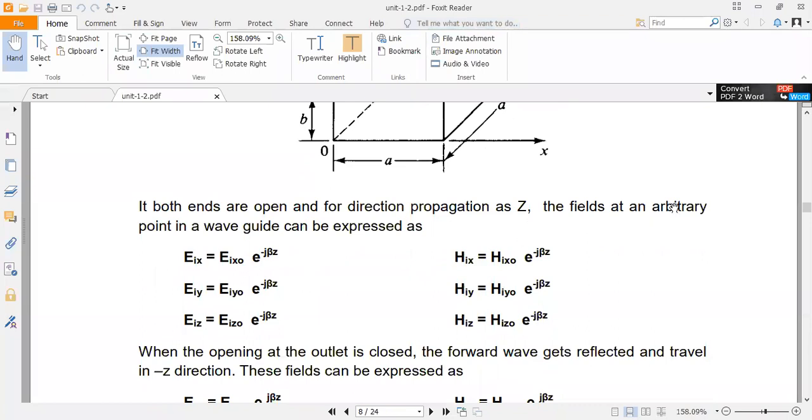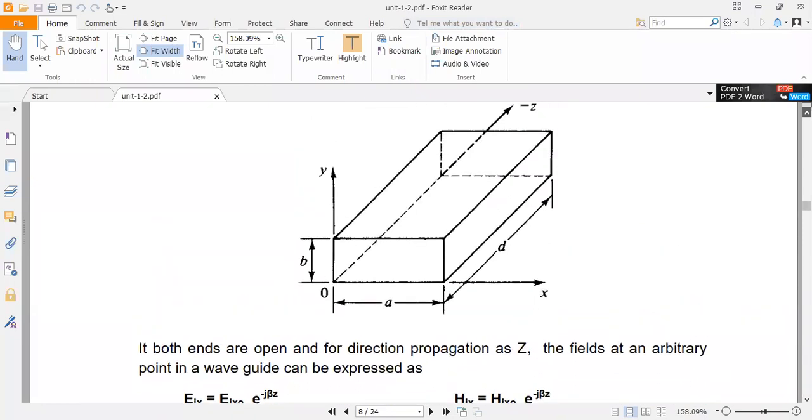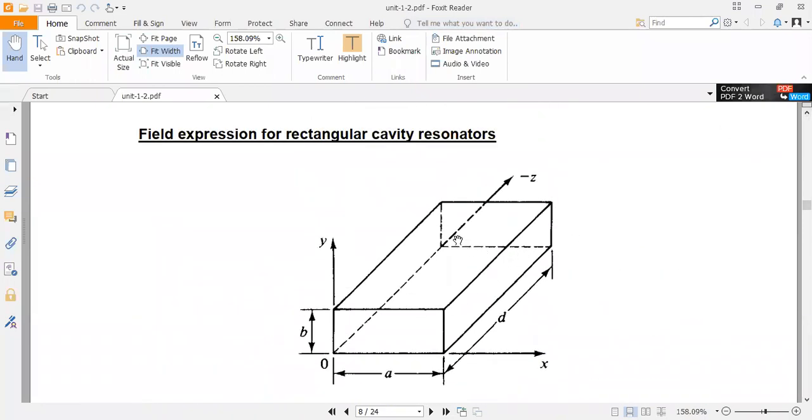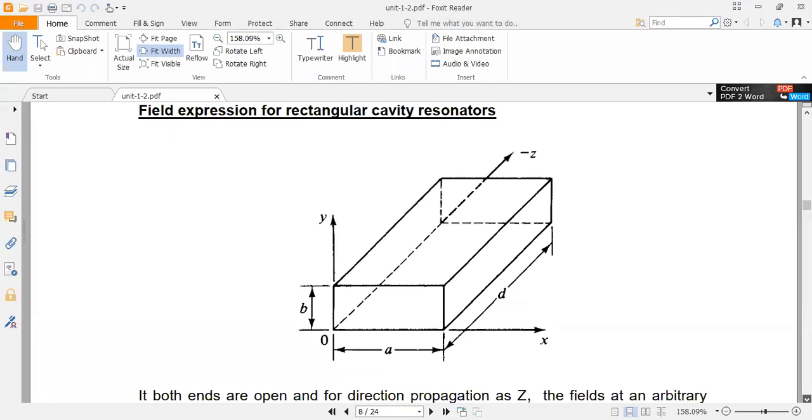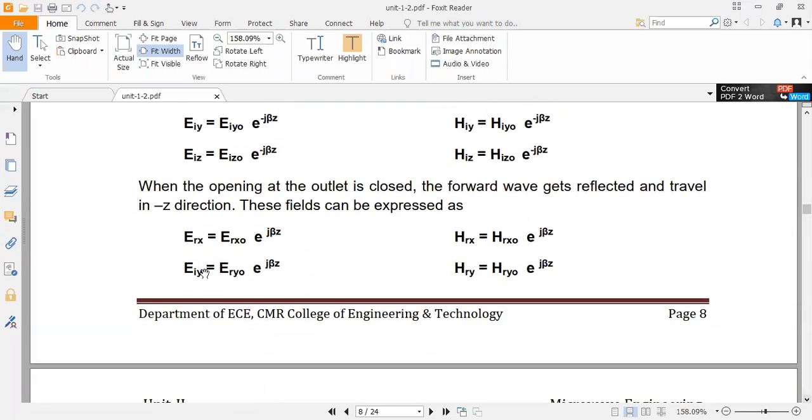Suddenly, in the waveguide, I've closed this end. When I closed this end, the wave gets reflected back. That's what we are trying to do here. When the opening at the outlet is closed, I place a conducting sheet there, so definitely you are going to get the reflected signal. Now, the reflected signal is moving in the negative z direction, not in the positive z direction. So what is the reflected wave?